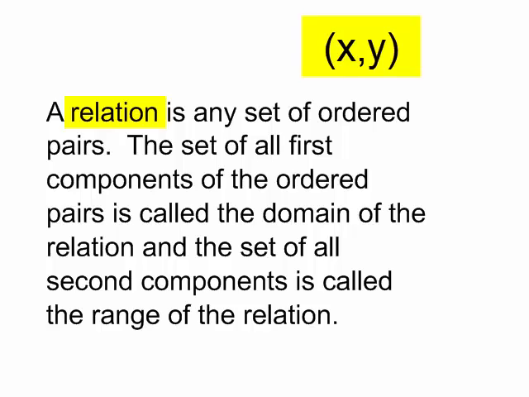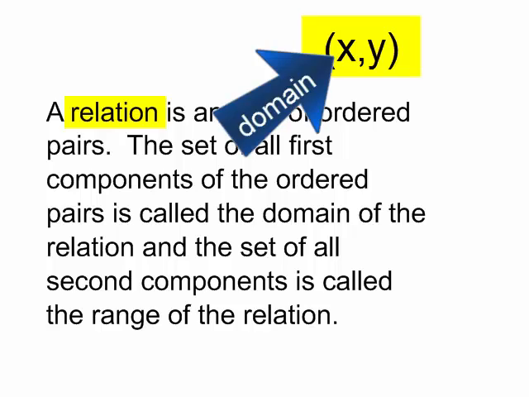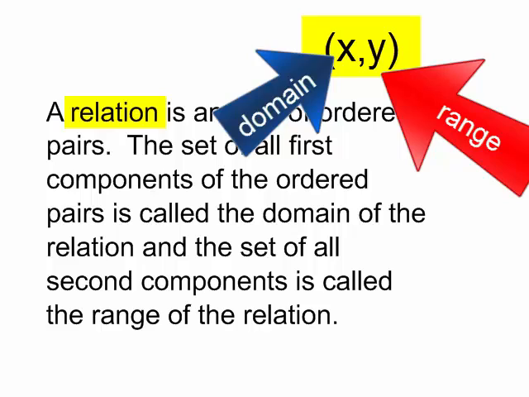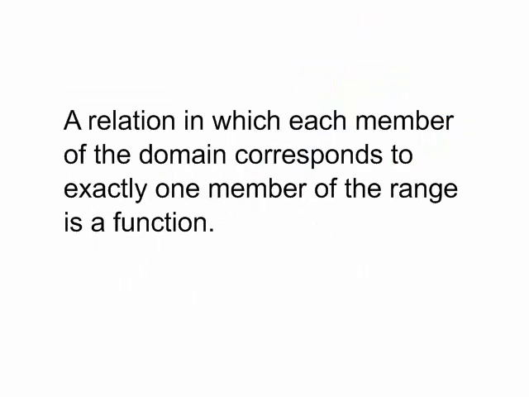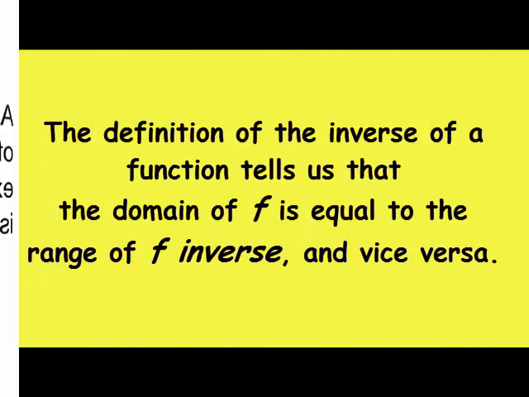The set of all the first components is called the domain, and the set of all the second components is called the range. A relation in which each member of the domain corresponds to exactly one member of the range is a function.